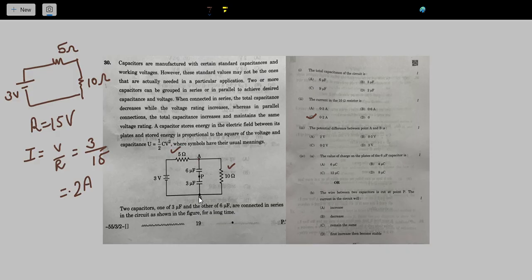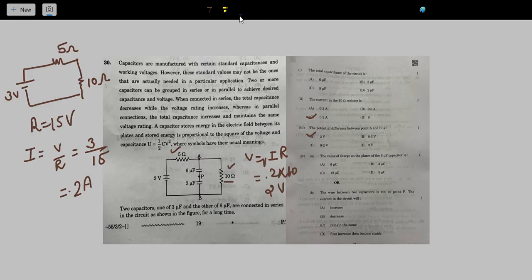These 2 points are here, A and B. We know that in parallel connection voltage is the same. So these 2 points will have the same potential difference as is across this 10 ohm resistor. We know V is equal to IR. I we have already calculated just now, that was 0.2 ampere, right? So 0.2 into R, which is 10, so we will have 2 volt. So the potential difference across A and B would be 2 volts. So A will be your answer.